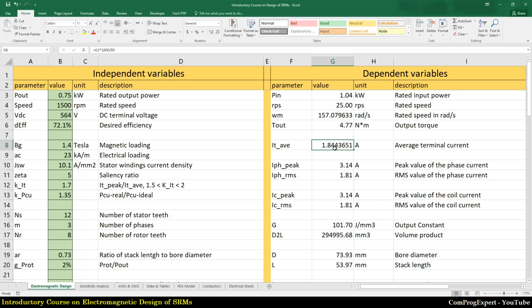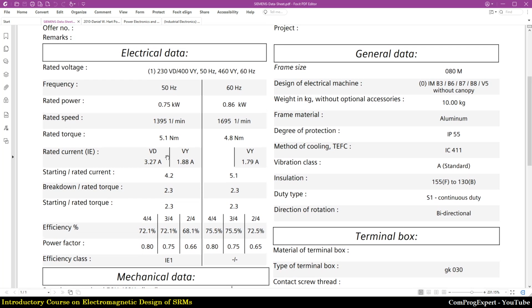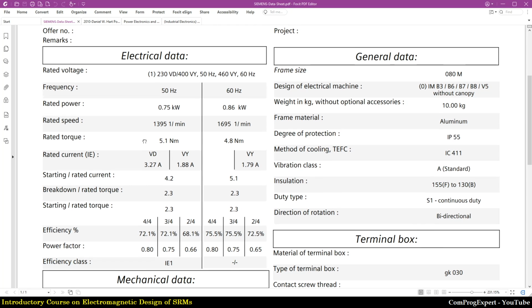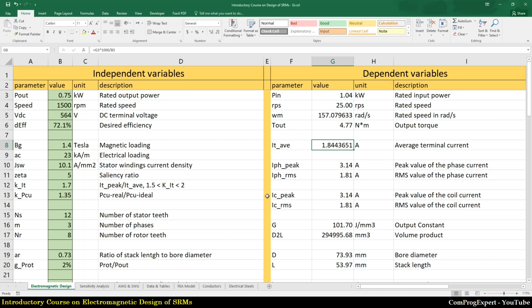Let's compare this number with the RMS value of the current of the benchmark induction motor. This is the rated current. In the case of a star connection, the RMS value of the terminal current is the same as the phase current, equal to 1.88. This is the RMS value. And here is the average value of terminal current. So this is a good comparison.